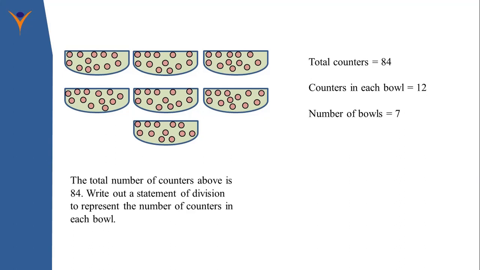So total counters 84, counters in each bowl 12, number of bowls 7. The question says we should write a statement of division to represent the number of counters in each bowl. And we already see the number of counters in each bowl is 12. So that statement of division will be 84 divided by 7, and that will be equal to 12. Good.